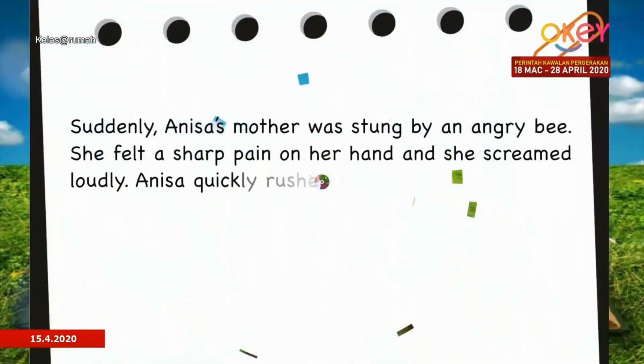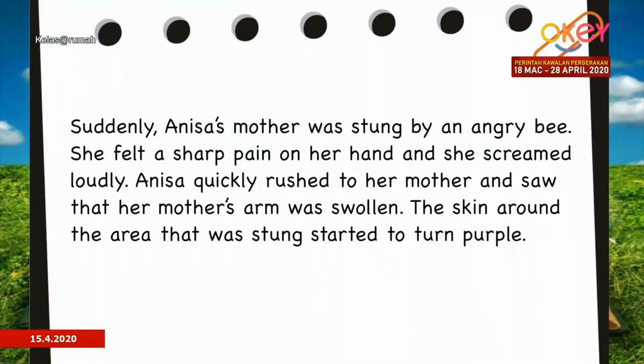So a good example should look like this. Suddenly, Anisa's mother was stung by an angry bee. She felt a sharp pain on her hand and she screamed loudly. Anisa quickly rushed to her mother and saw that her mother's arm was swollen. The skin around the area that was stung started to turn purple.